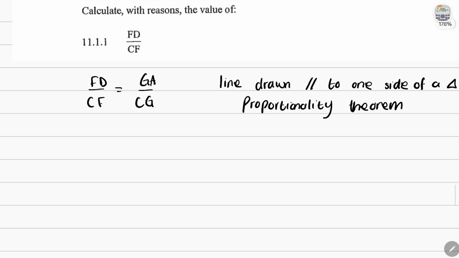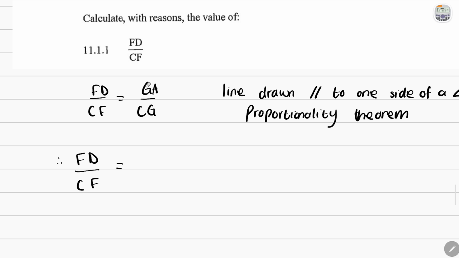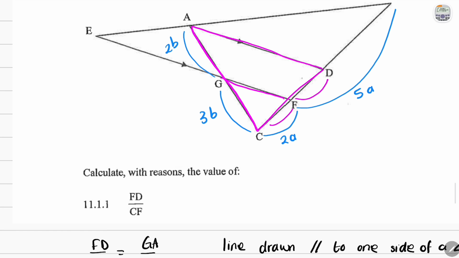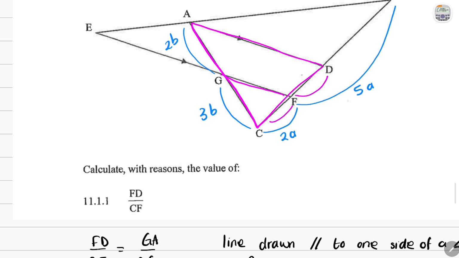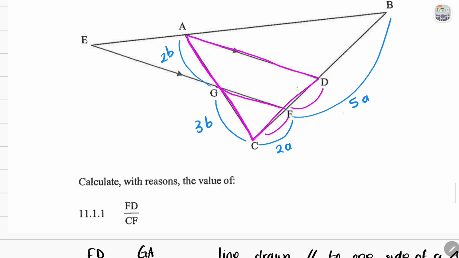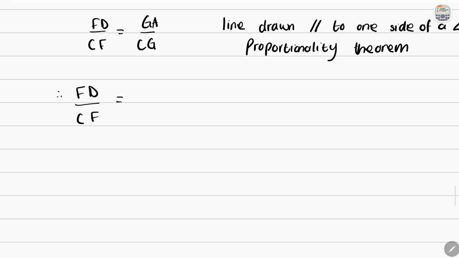Now finally conclude. So this means that FD over CF is equal to, we're just going to put down these ratios here. GA is 2B, and then CG is 3B. Even if you had written it as 2B over 3B, because B stands for the same length, they would still cancel, so you don't really have to do that. You already know that you're working with lengths from one side of this triangle, so you're not comparing lengths from different parts of the triangle.